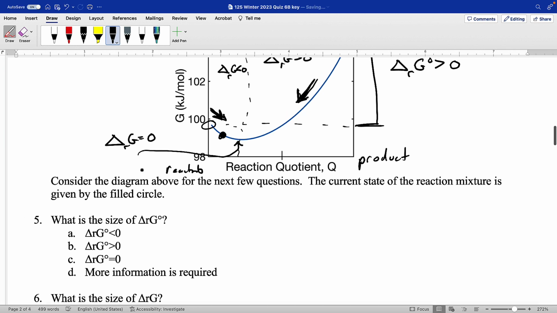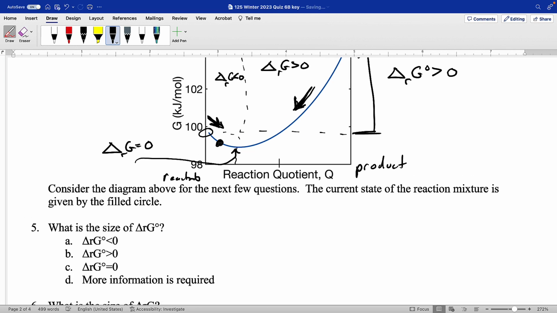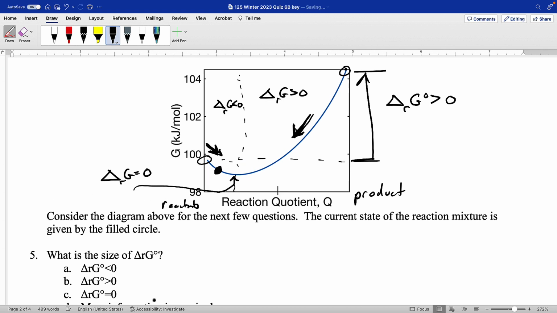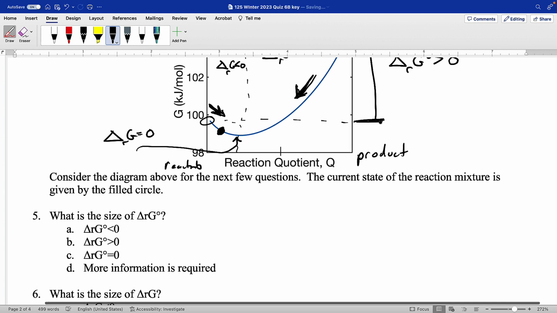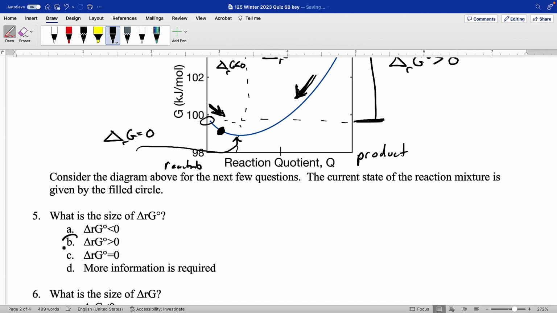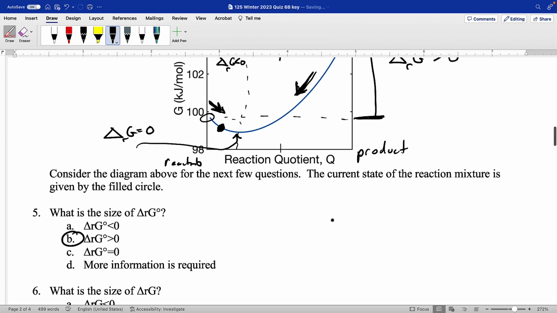So it says the current state of the system is given by this filled circle. Okay, so what's in the beaker right at this moment, that's the filled circle there. Okay, what's the size of delta G standard? And notice delta G standard is about the reaction. It's not about where you're at any specific moment in time. So it doesn't care what's in the beaker. It's just saying if I take pure products minus pure reactants, I get that that's a positive number. So delta G standard is a positive number. The products have more Gibbs energy in them than the reactants.